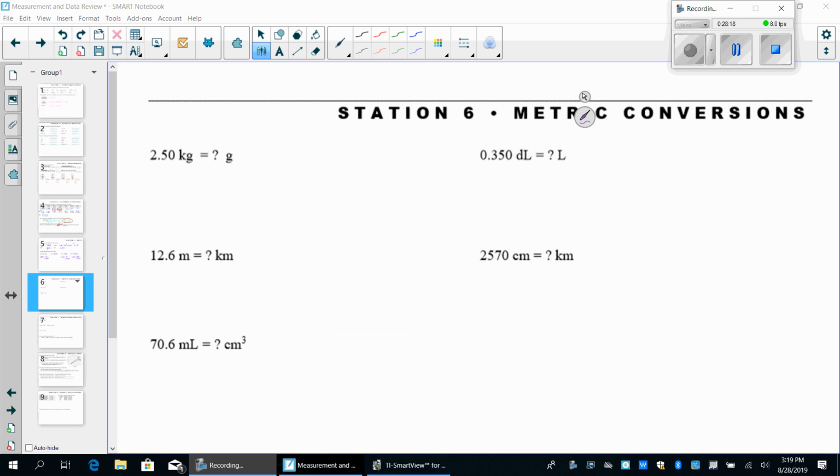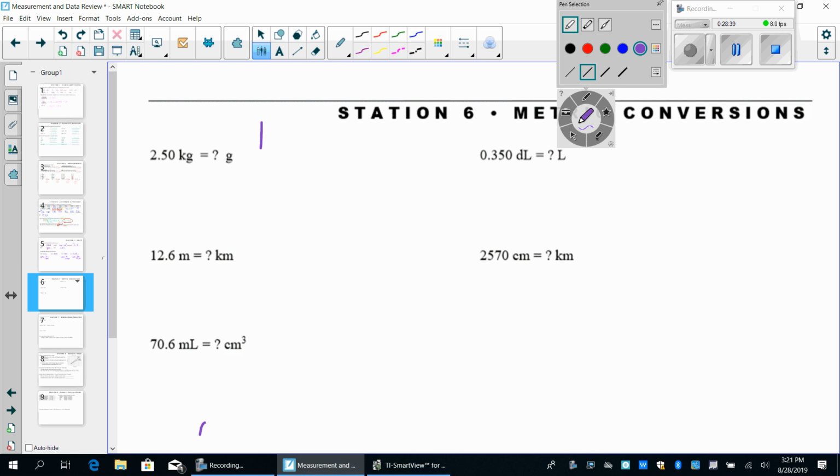Okay, as far as metric conversions go, you have to know your conversion factors. Once again, you have to know that 1 kilogram is equal to 1,000 grams.